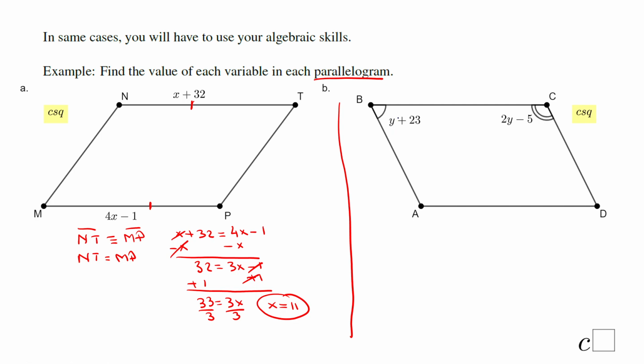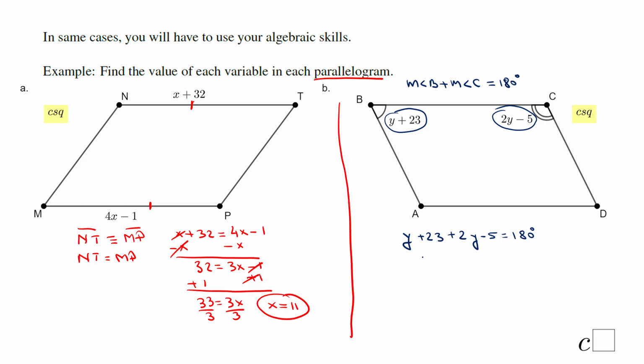And if you take a look, where y goes with this angle B, the measure of angle B is y plus 23, and the measure of angle C is 2y minus 5. These two angles are supplementary, so the equation will be y plus 23 plus 2y minus 5 equals 180. Of course, you may want to write this statement: the measure of angle B plus the measure of angle C equals 180 degrees. That means these two consecutive angles in these parallelograms are supplementary.